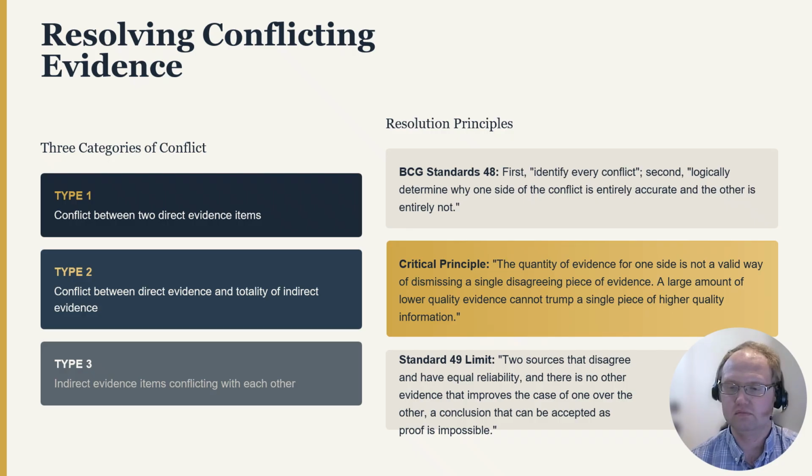Anyways, Standard 49 acknowledges some limits, and I've encountered these in the wild, where two sources of equal reliability disagree, and there's no other evidence that tips the scales. A conclusion that can be accepted as proof is impossible. And I've had situations where it's not possible to resolve. I have examples I could come up with, but that would make this presentation too long. I've done versions of this that go for two hours. Nobody wants to watch a two-hour presentation, so I'll try to be light on my examples.